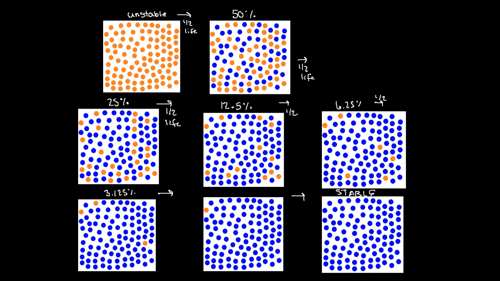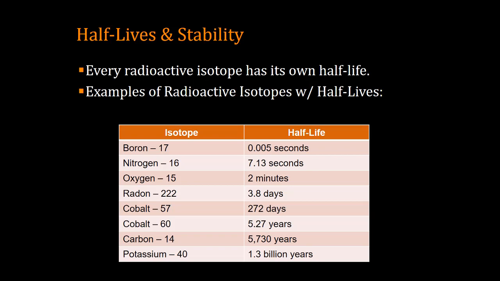So this is that whole thing drawn out in several steps here. And again, if this was a larger sample, you could still have a few of these particles that are unstable. So this table shows me the half-lives of several different radioactive things. Boron-17 is very, very radioactive. And by that I mean its half-life is short, 0.005 seconds. As we go down this table, these things are becoming much more stable. And we can tell they're becoming much more stable because it takes longer for them to decay.